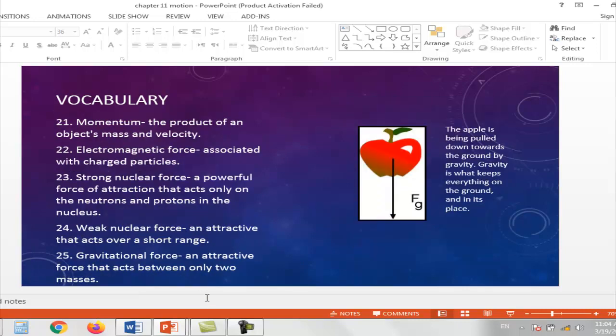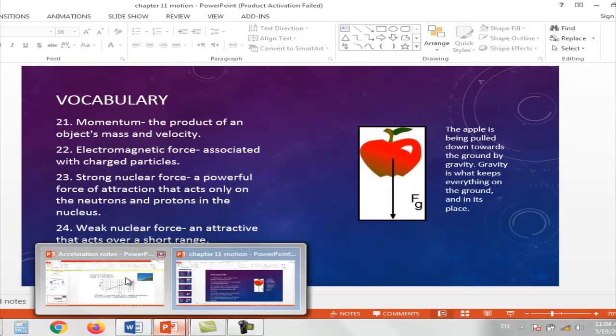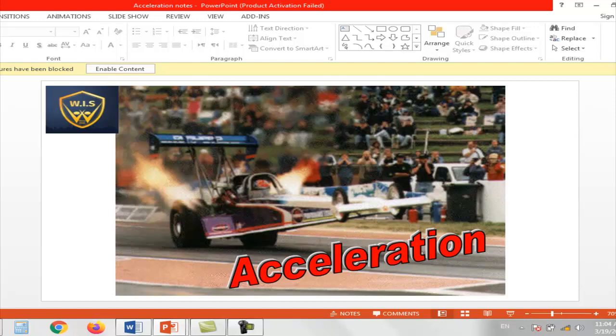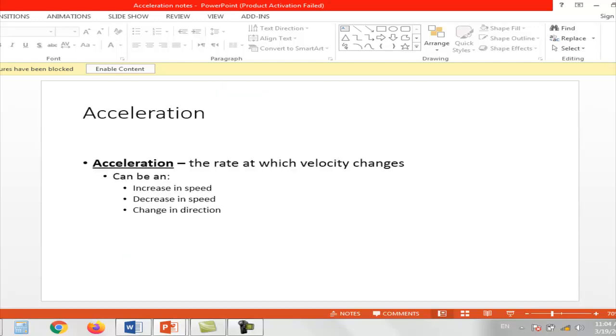Okay, that's all. Let us talk in detail about acceleration, because it's a very important part and we need it in problems. Acceleration is the rate at which velocity changes. So acceleration can be changed by increasing the speed, decreasing the speed, or no change.